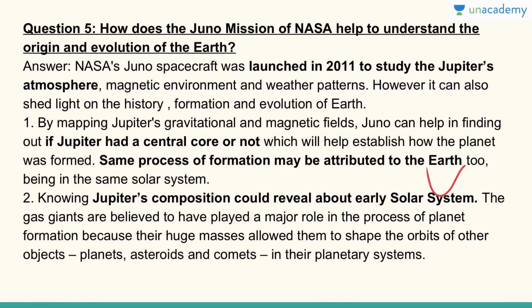So if you know about Jupiter's composition, it could reveal about the early solar system, because the gas giants are believed to have played a very major role in the process of planet formation, because their huge masses allowed them to shape the orbits of other objects. It includes planets, asteroids, comets within their planetary systems. So it will be very helpful if we can know Jupiter's composition, and that is why these missions are very important, because ultimately we want to solve the fundamental problem: what is life, what is the meaning of life, what is the universe, what is the origin of the universe, how big is the universe.